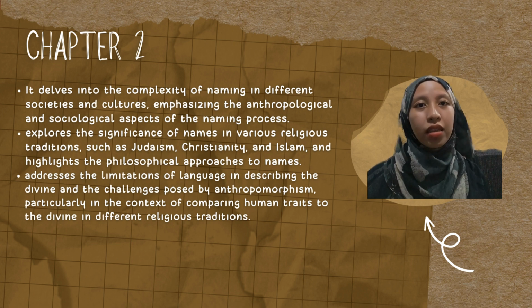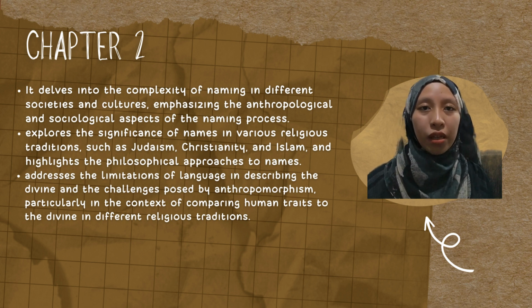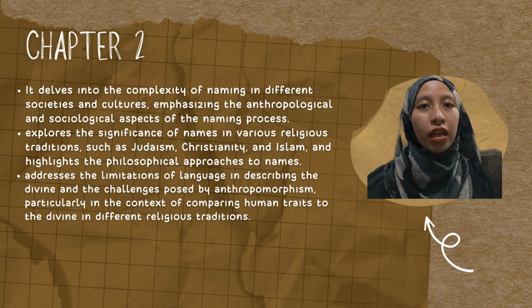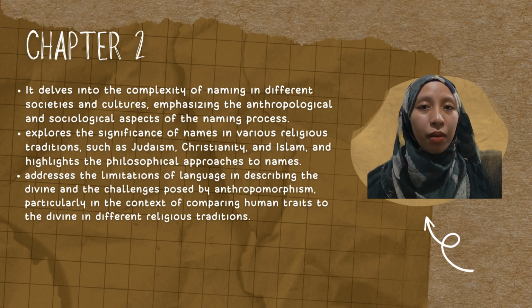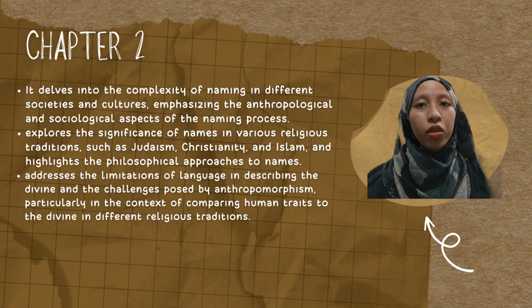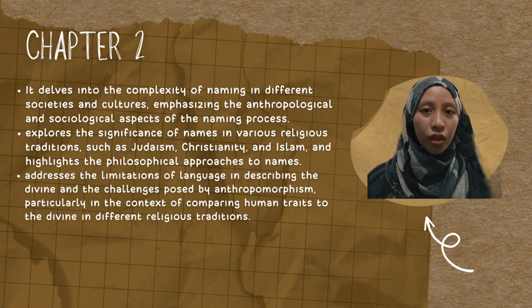Next, the second chapter delves into the complexity of naming in different societies and cultures, emphasizing the anthropological and sociological aspects of the naming process. The text also explores the significance of names in various religious traditions such as Judaism, Christianity, and Islam, and highlights the philosophical approach to names. Additionally, it addresses the limitation of language in describing the divine and the challenges posed by anthropomorphism, particularly in the context of comparing human traits to the divine in different religious traditions.